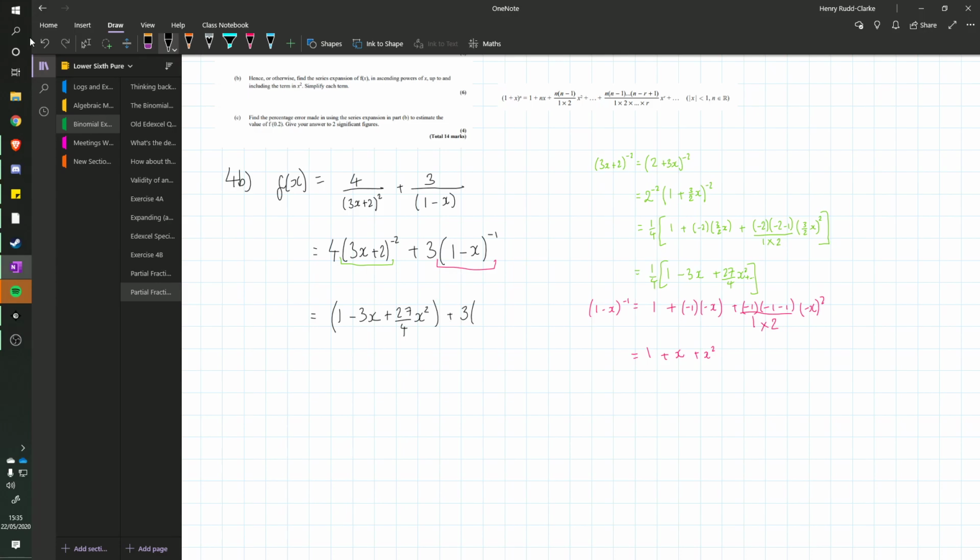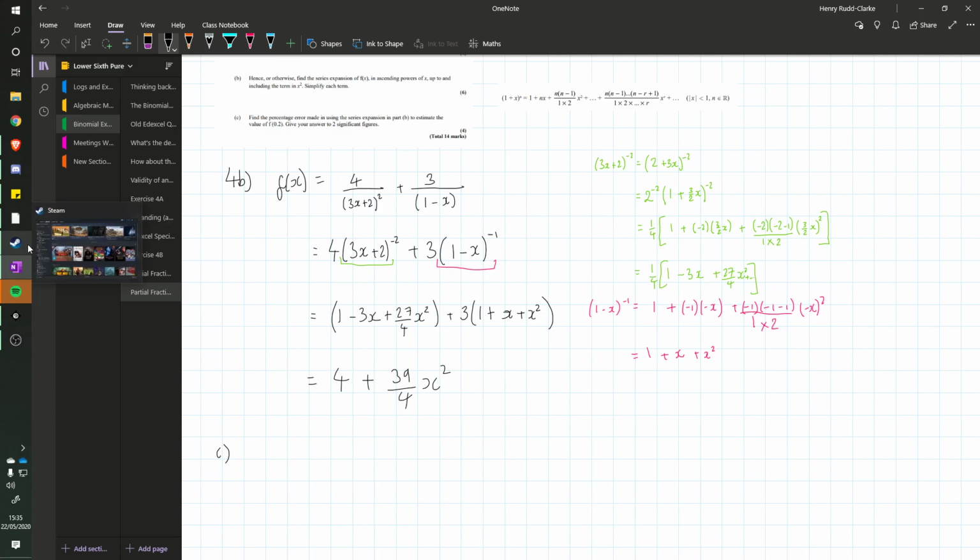and then 3 times 1 plus the pink, 3 times the pink expansion. I should be saying, what am I doing here? I'm just writing nonsense. And then we expand the second bracket and simplify it. The x's are going to cancel, so we're going to get 4 plus 39 over 4 x squared. Bob's your uncle.